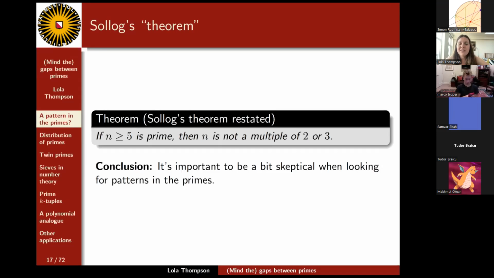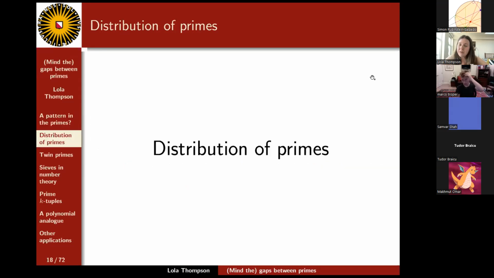So the conclusion here from my example is it's important to be a bit skeptical when looking for patterns in the primes, because you might either discover something that isn't true, or you might discover something that turns out to be completely trivial or well explained from the definition of prime, let's say, because I don't want to dismiss things as trivial. Anyway, now that we've talked about what makes something a good pattern versus not a good pattern, let's talk about some things that actually are good patterns in the primes.